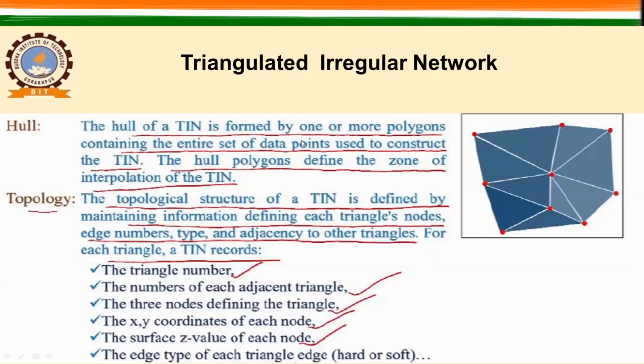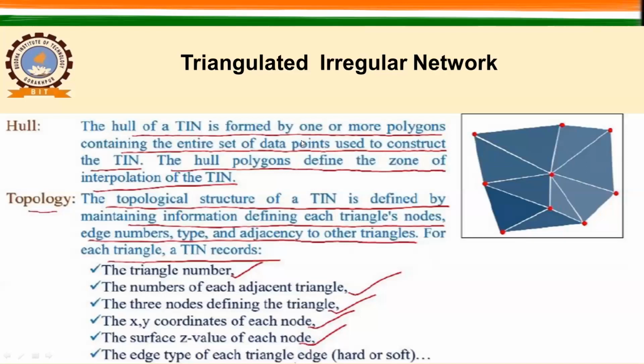So the next point is hull. The hull of a TIN is formed by one or more polygons containing the entire set of data points used to construct the TIN. The hull polygon defines the zone of interpolation of the TIN.